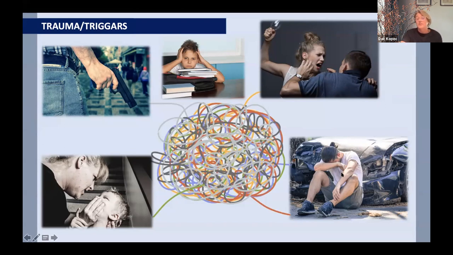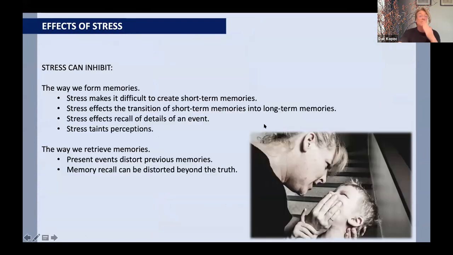So what was it? The oncoming vehicle? Was it the sound of screeching tires? Was it the smell of gas after the effect? Was it the pain? What was the variable that caused him to remember more than, say, somebody else who was in there? So as we start to look at the stress itself, what does it do for our memory?